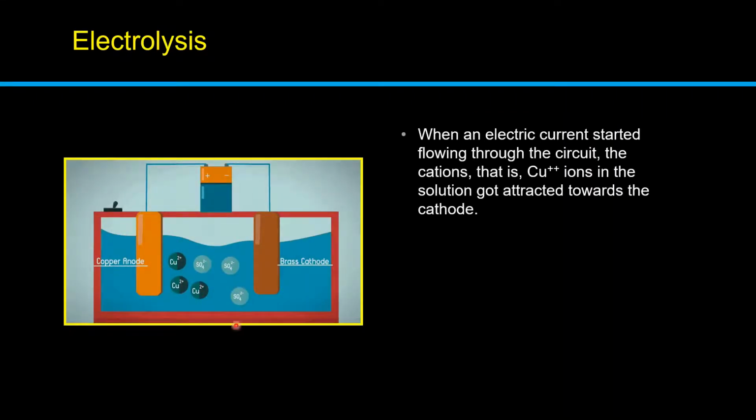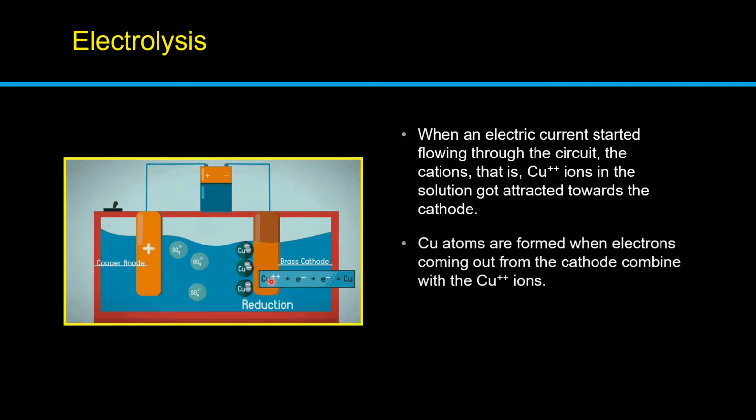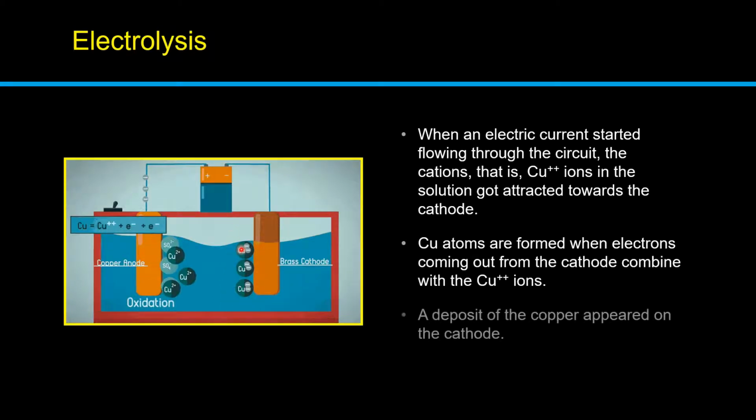When electric current starts flowing through the circuit, the cations, that is Cu2+ ions, get attracted towards the cathode. Children, in this picture it is given as a brass cathode, but you can imagine, as given in the textbook, a carbon cathode. The reaction is going to be the same, there won't be any change. Copper atoms are formed when electrons coming out from the cathode combine with the Cu2+ ions. A deposit of copper appears on the cathode due to this.